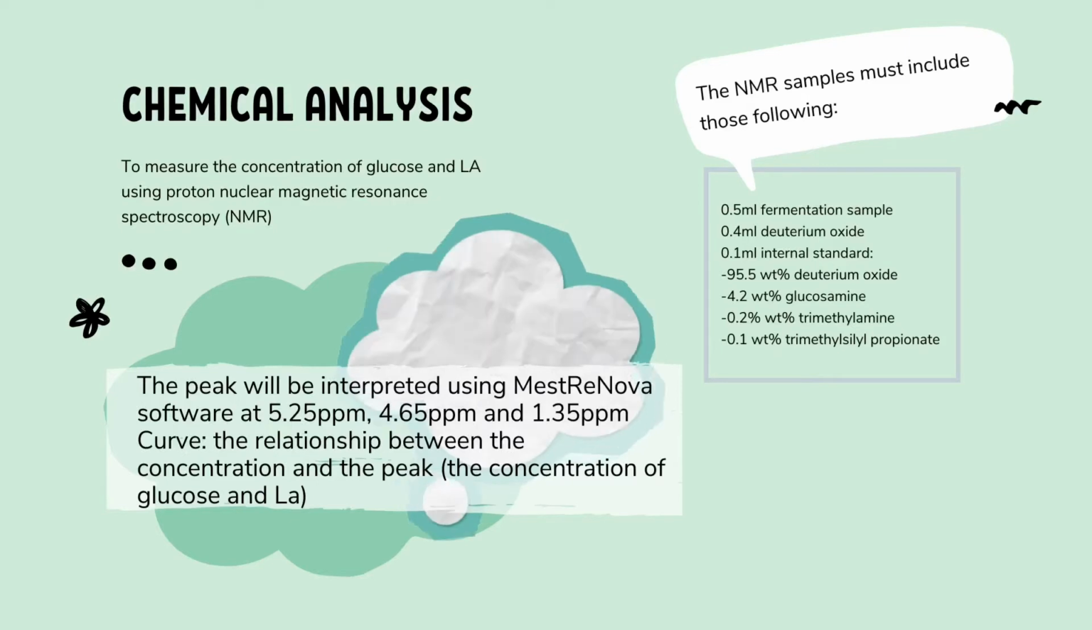For chemical analysis, the concentrations of glucose and LA were measured by proton nuclear magnetic resonance spectroscopy (NMR). The NMR sample includes 0.5 ml fermentation sample, 0.4 ml deuterium oxide, and 0.1 ml internal standard which contains 95.5 wt% deuterium oxide, 4.2 wt% glucosamine, 0.2 wt% trimethylamine, and 0.1 wt% trimethylsilyl propionate. The peaks were interpreted using MestReNova software at 5.25 ppm, 4.65 ppm, and 1.35 ppm. The curve obtained shows the relationship between the concentration and the peak, which are the concentrations of glucose and LA.